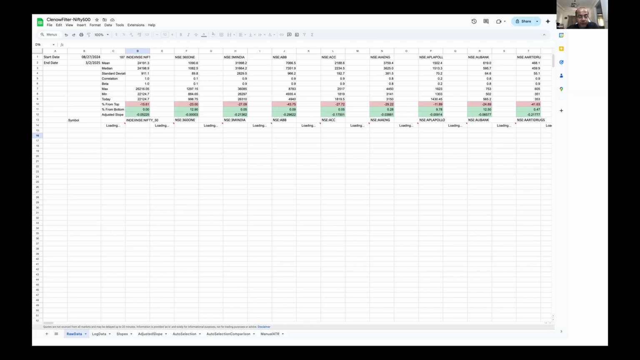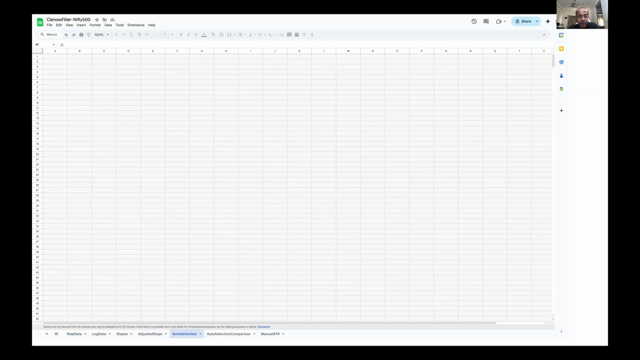entire capture of those data points, what it will do is it will do the log data. There is a formula that he has on slopes. So there are basically three formulas, and all those three formulas are in the three sheets. And based on what the adjusted slope is, there is this sheet called auto selection, where the actual stocks in a descending order will come up. Let me quickly open a different one if this is not calculating.